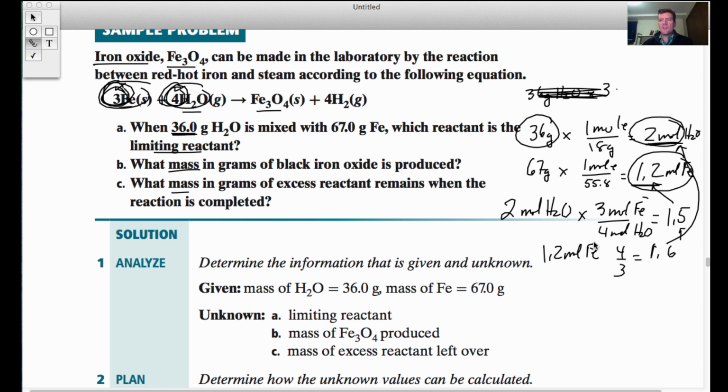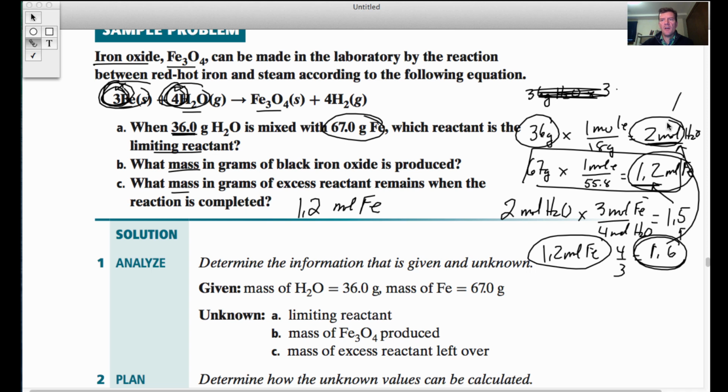All right. So the iron is going to be my limiting reactant. I'm going to end up using 1.2 moles of iron. That's the 67 grams. 67 grams is 1.2 moles of iron right here. Once I use up those 1.2 moles of iron, I will have used up 1.6 moles of water. Of the 2 moles of water, I will only use 1.6. So I'm going to have 0.4 moles of water in excess. I won't be using that up.